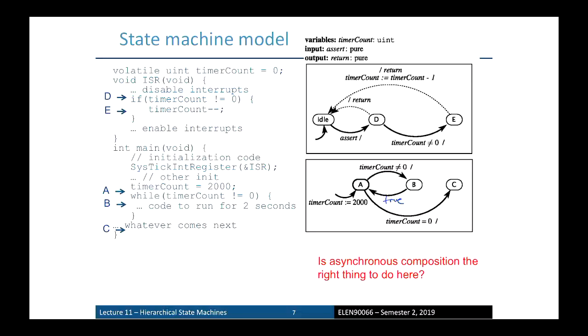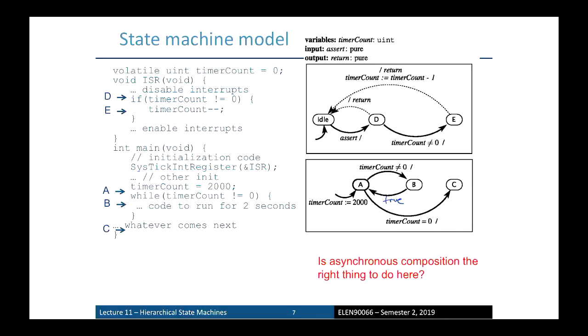So I think the main part of the code is really fairly straightforward. But what about our little ISR up here? How are we going to represent that as a state machine? Now, we're going to start off with a default state of idle. Now, what does that mean? It just means that it's neither in D nor E, okay?